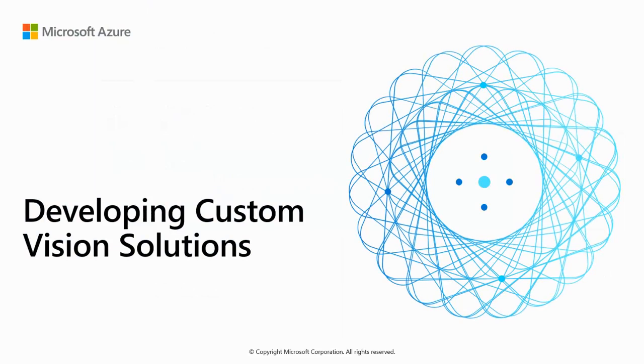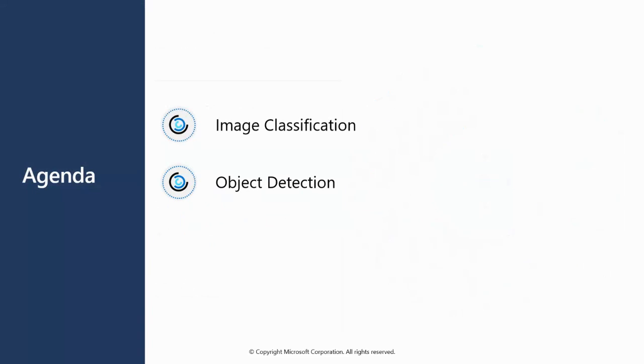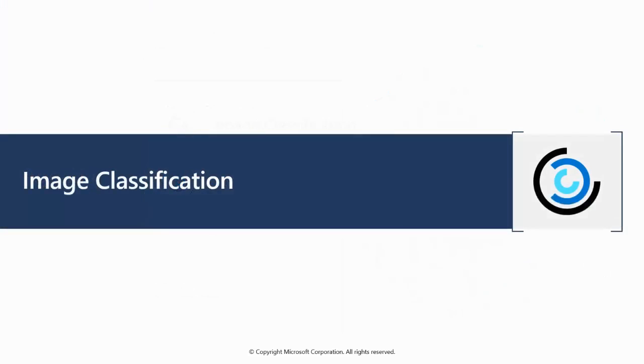And let's see the last module, which is developing custom vision solutions. Once again, the agenda will be image classification and object detection. Image classification is a common problem in computer vision. In order to categorize, or in this case classify, an image, the software, or in this case the model, must look at it and figure out what it is. In this module, we're going to see how the custom vision service lets us build our own computer vision models for image classification and object detection.